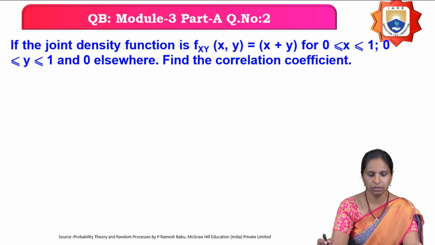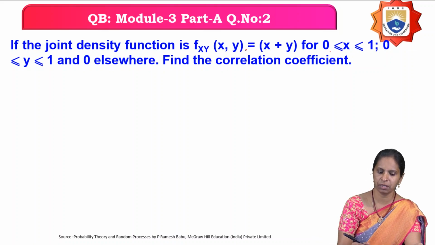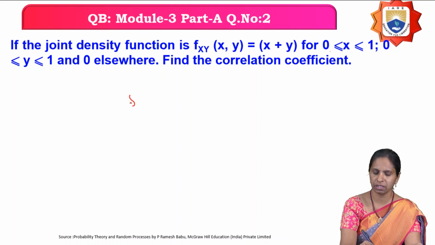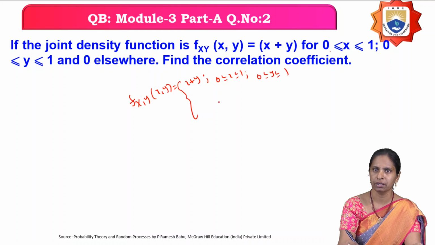And the second question here: if the joint density function of two random variables x and y is fxy of x comma y is equal to x plus y for the values of x ranging from 0 to 1 and y ranging from 0 to 1, and is 0 elsewhere, find the correlation coefficient. It is also a similar problem, only the function has been changed. The joint density function is x plus y when x is from 0 to 1 and y is from 0 to 1, and it is 0 for other values of x and y.